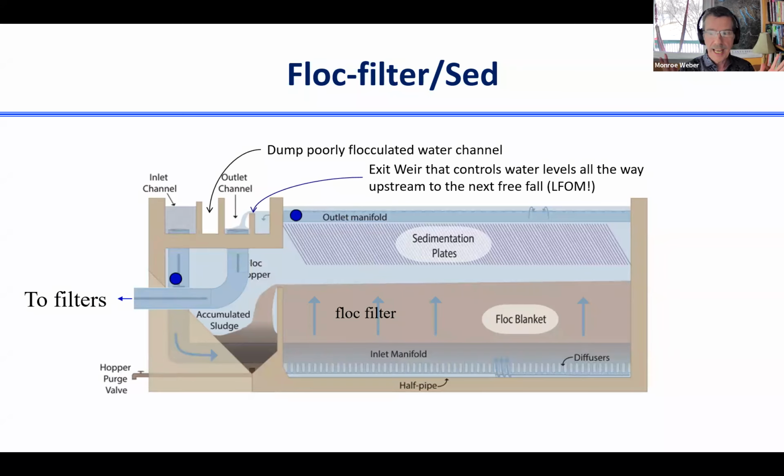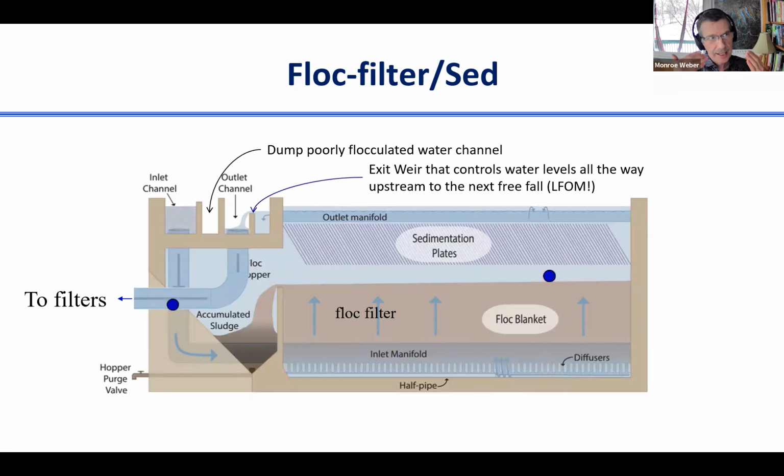The inlet manifold and the outlet manifolds are literally just pipes that have either diffusers connected to them, which are little 1-inch diameter PVC pipes, or little holes drilled in them, orifices where the water enters in the case of the outlet manifold. Another key thing to see in this drawing is there is this exit weir that's right before the outlet channel. And that exit weir is what controls the water level in this tank.